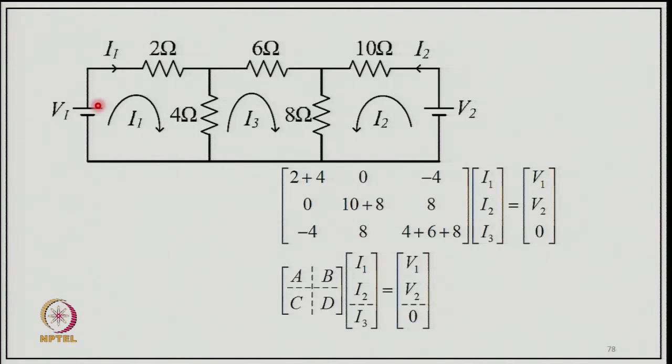There is no source for the I3 loop. Starting from the first, we have 2 plus 4 ohm, and there is no interconnection between the first loop and the third loop, so it is 0. The first and second loop currents are opposite, so minus 4, and then 0. From the second, 10 plus 8 is the total impedance, where I2 is moving between the 2 and 8, 8 is common between I2 and I3, and then minus 4 and 8. So we can write these parameters as A, B, C, D for I1, I2 and V1, V2, keeping the I3 equation separate.